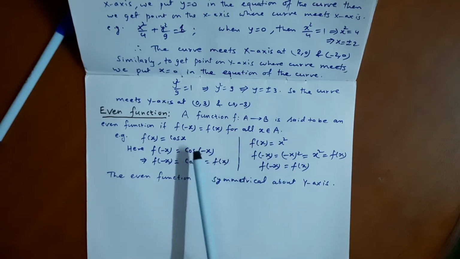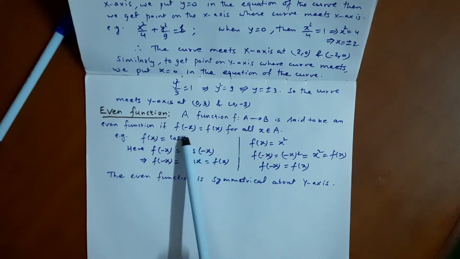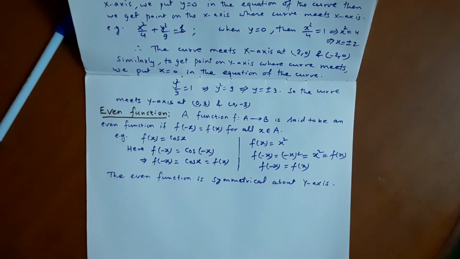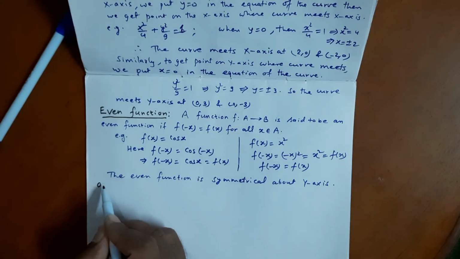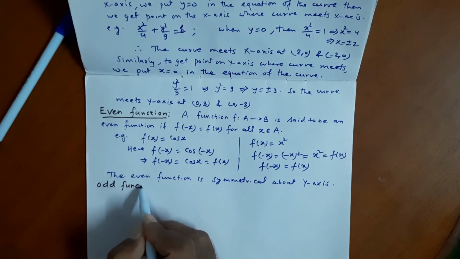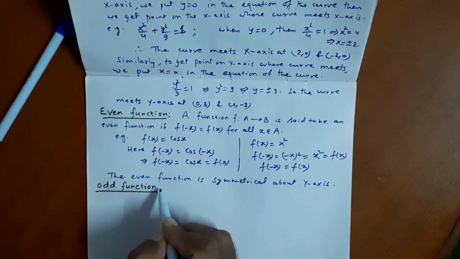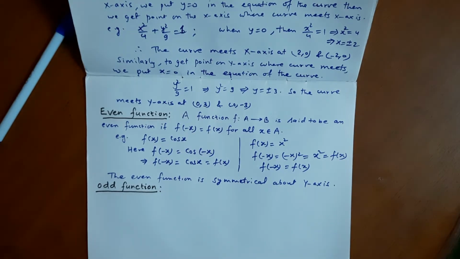In this type of curve, if x is replaced by minus x, then the function remains unchanged. At that time, the curve becomes symmetrical about y-axis. Okay, next to that is the odd function.